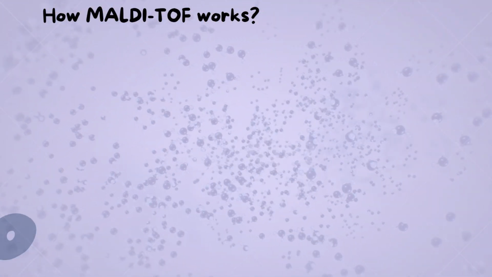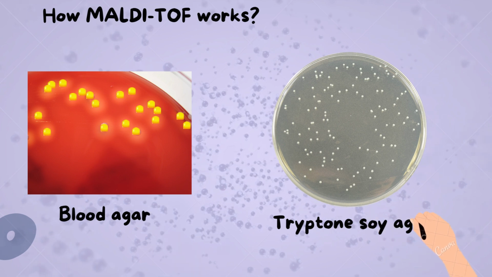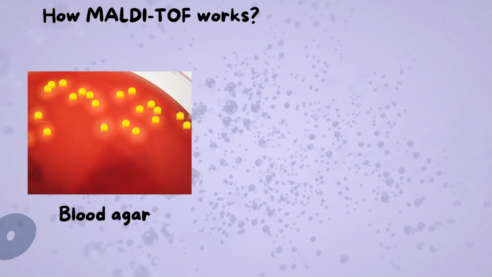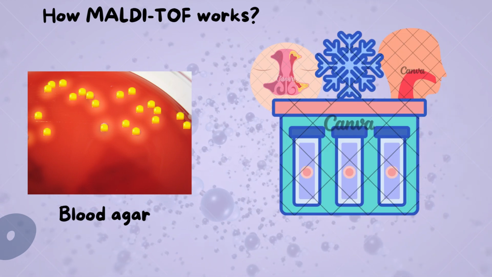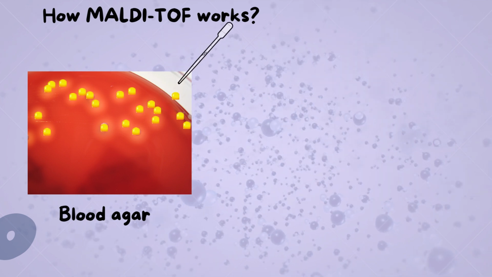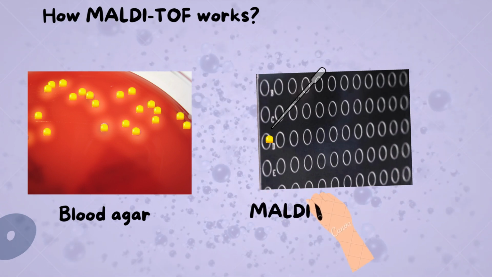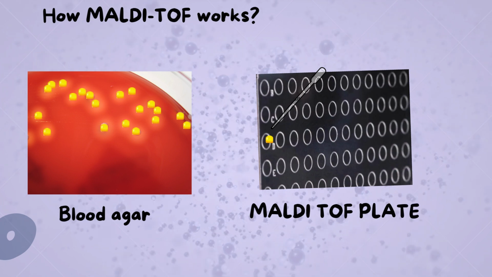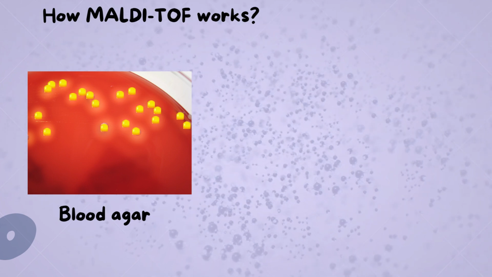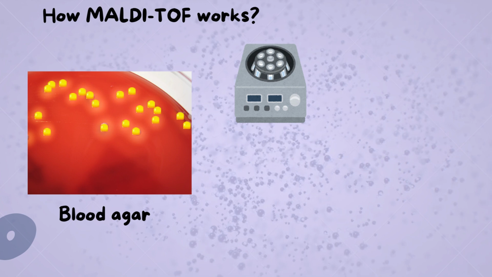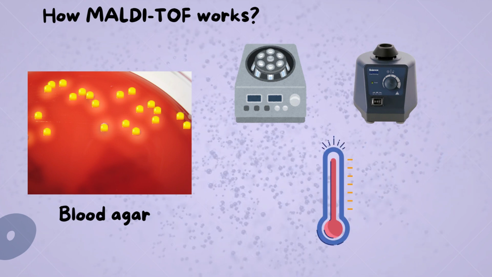First, a pure bacterial culture is needed, grown on a standard media like blood agar or tryptic soy agar. Depending on the study, bacterial samples may come from nasal, throat, or skin swabs and are sometimes frozen before analysis. In most protocols, a small amount of bacterial colony material is carefully transferred onto a designated spot on the MALDI target plate. However, some studies also include extra protein extraction steps like centrifugation of the culture, resuspension of the bacterial pellet, and distilled water or heat inactivation.